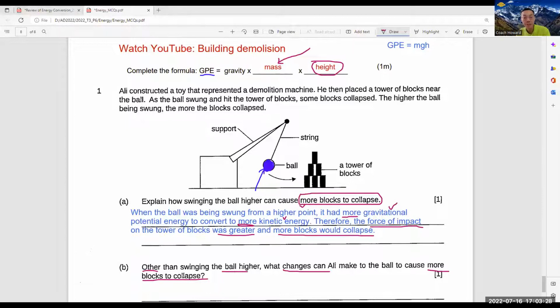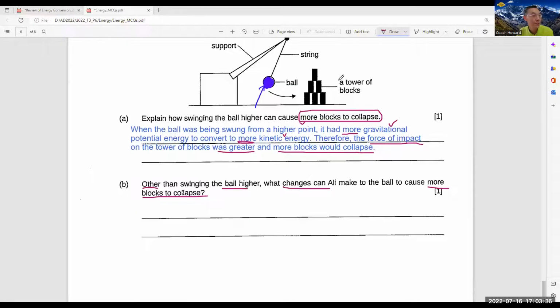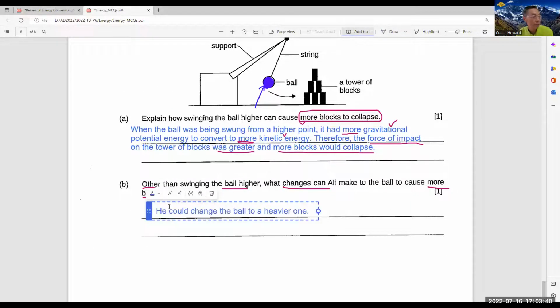Okay, or change the ball to a heavier ball. Okay, don't say change it to a bigger ball because bigger ball doesn't mean greater mass. If you say bigger ball, you won't get the mark. So you must say change the ball to a heavier ball. Okay, he could change the ball to a heavier one, or increase the mass of the ball.